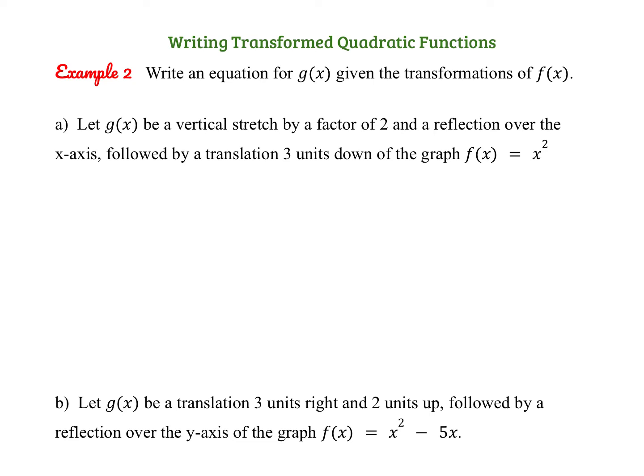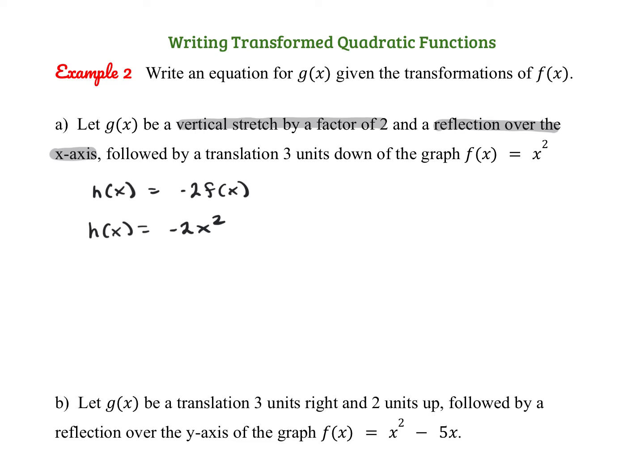I'm going to call this intermediate function h of x. And for h of x, I'm going to start with those first ones that they mentioned, the vertical stretch by a factor of 2, and then that reflection over the x-axis. So those are both vertical transformations. So we're just going to essentially do negative 2 times f of x. So here's that reflection over the x-axis. Here's the vertical stretch. So I'm just going to multiply my original function by negative 2. So h of x equals negative 2 x squared.